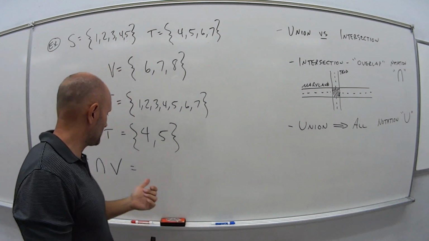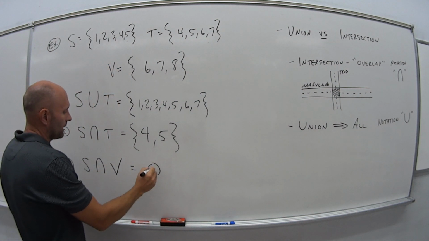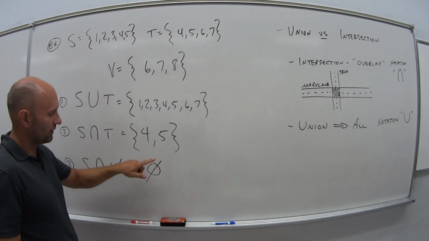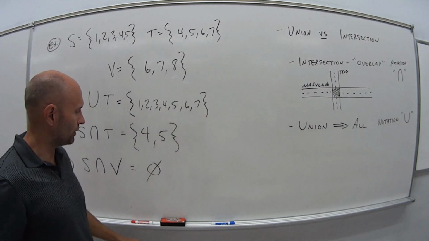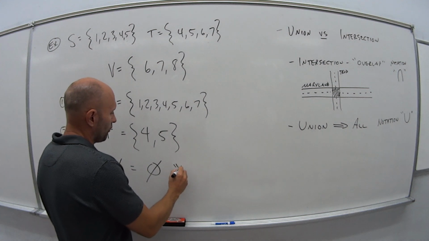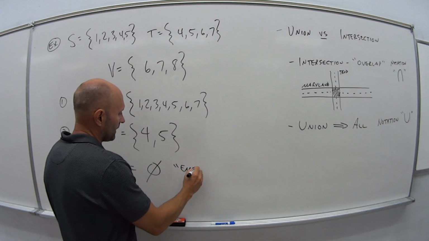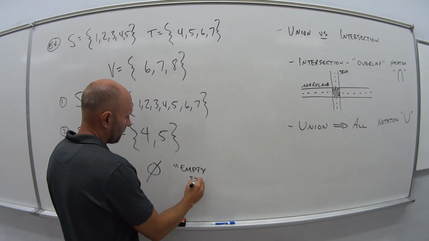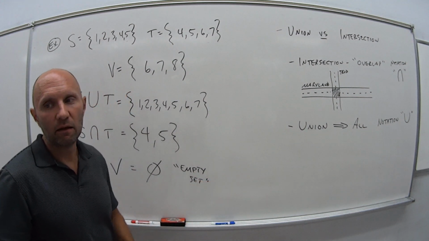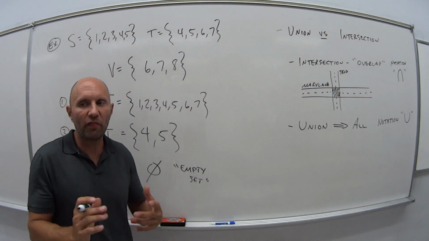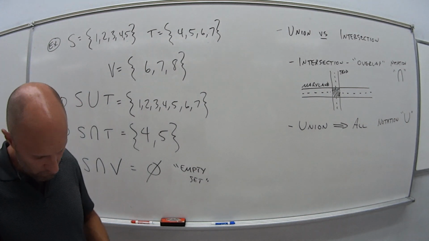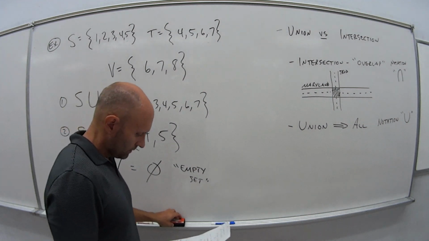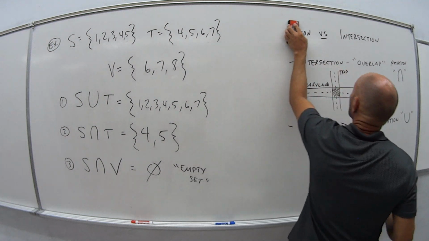So the intersection, in this case, we'd have an answer like this: a 0 with a diagonal line through it. And this is notation for the empty set. Meaning there is no overlap. There's nothing the same in either set. So that's the end of that example.